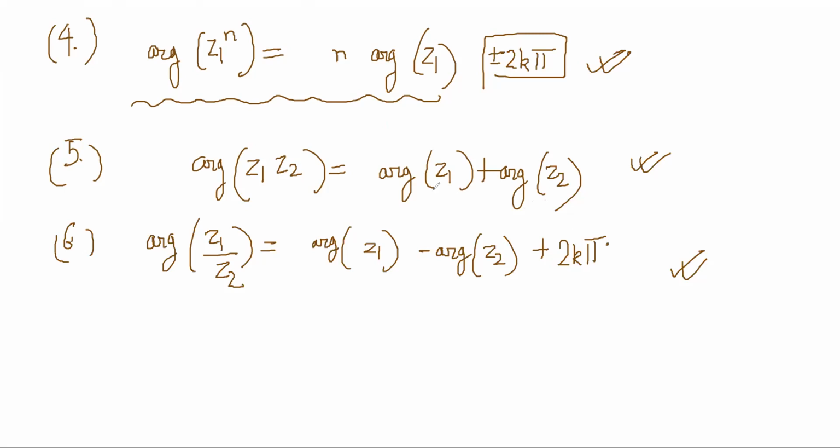Okay, yeah. So let's discuss this. Let's look at the first one. So argument of z1 power n is the same as n times argument of z1. So let's take our z1 as x1 plus i y1.